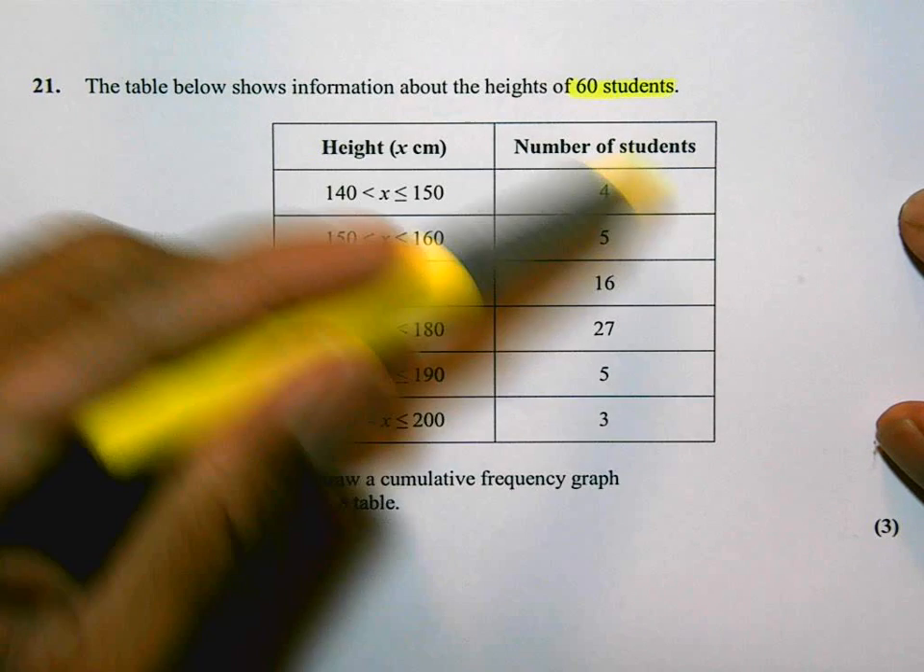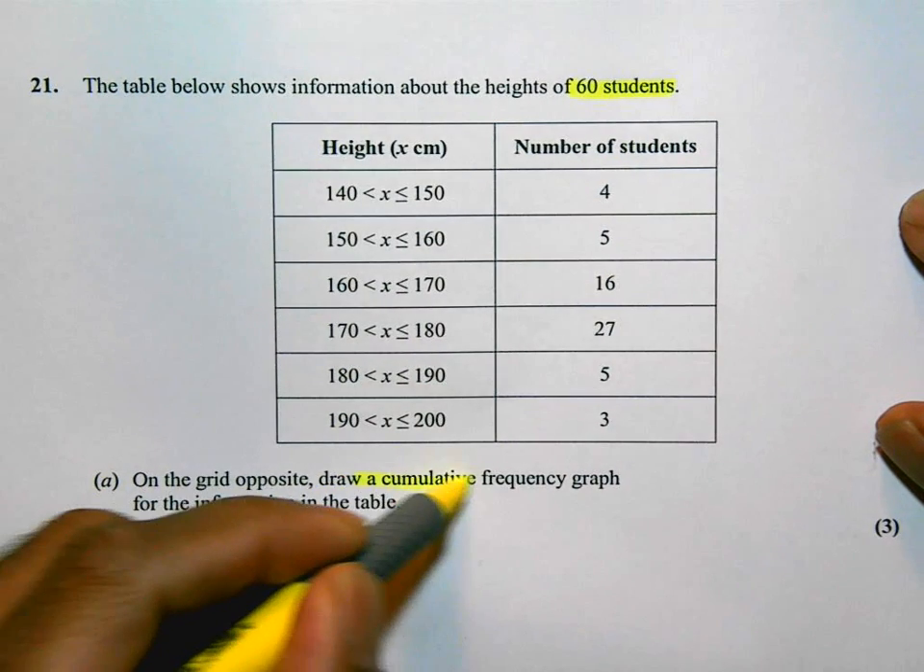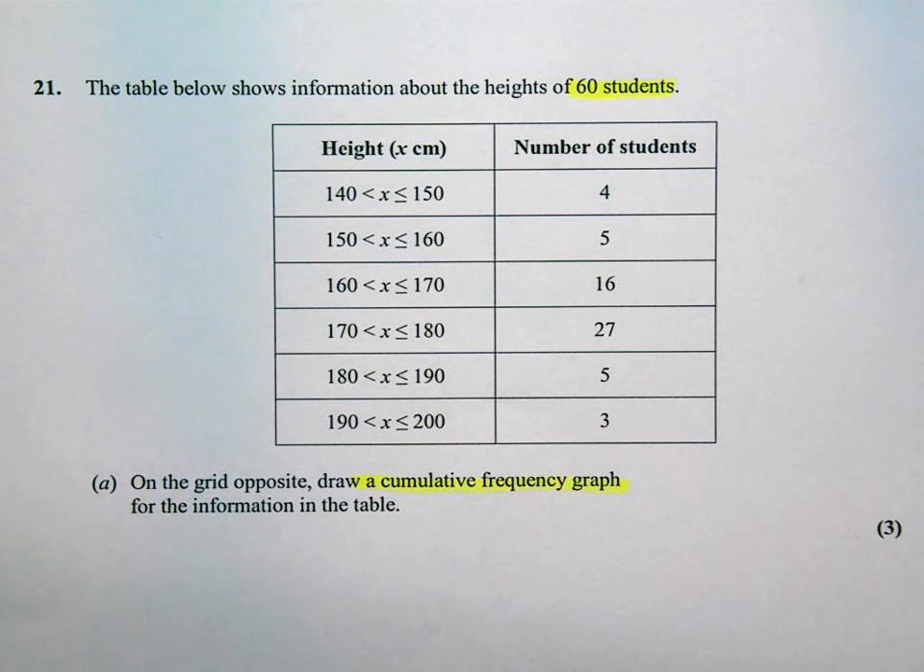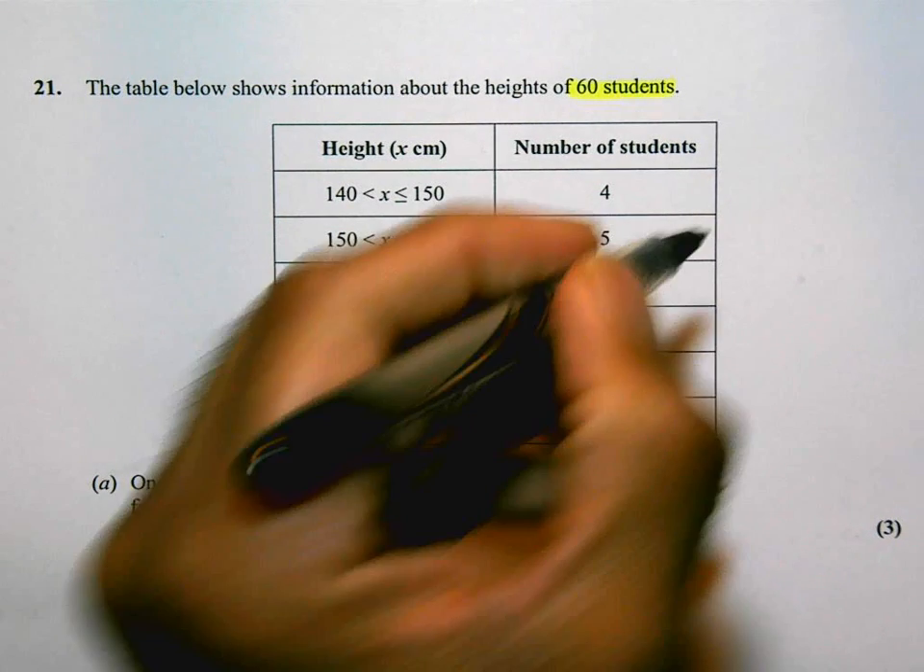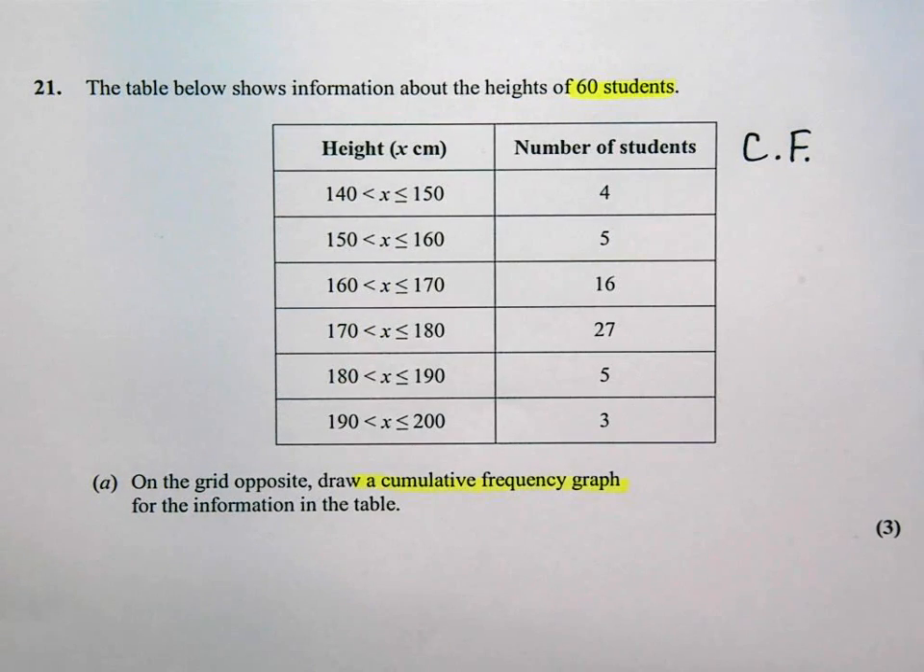Here is a table, and the question says, on the grid opposite, draw a cumulative frequency graph to show the information on the table. Now, if we need to draw a cumulative frequency graph, and the grid is on the other side, this is all the information we have. One of the things that we need to find is the cumulative frequency. I'm just going to put CF for that. Now, for the cumulative frequency, we need to add up the values that are there.